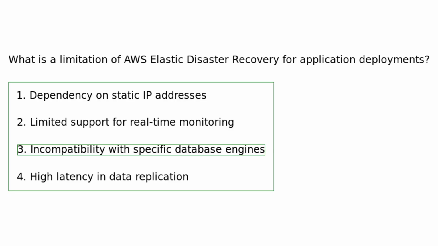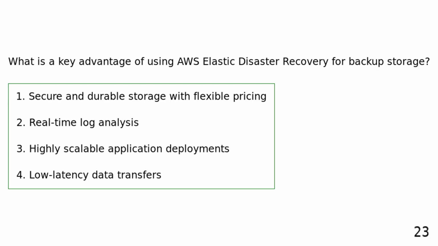AWS Elastic Disaster Recovery may face limitations for application deployments due to high latency in data replication processes, impacting real-time application performance during disaster recovery. What is a key advantage of using AWS Elastic Disaster Recovery for backup storage? Secure and durable storage with flexible pricing. Real-time log analysis. Highly scalable application deployments. Low latency data transfers.